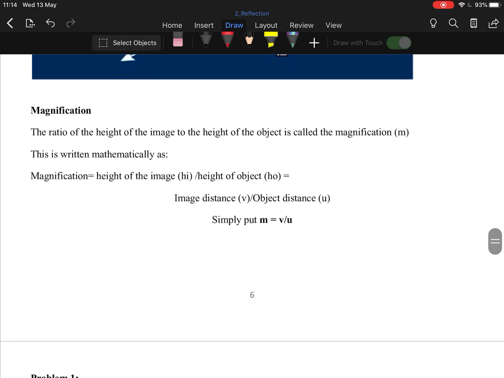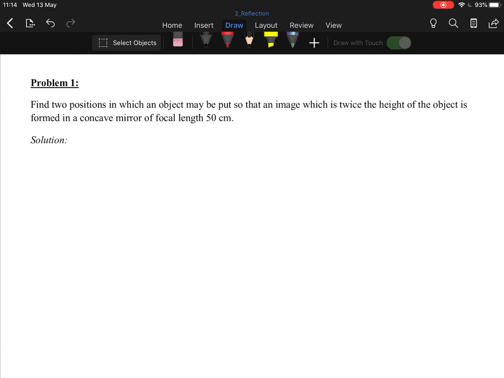So your magnification, in the log tables, you're just told m equals v over u. However, it can be written as height of the image divided by height of the object, or image distance divided by object distance. Distance from the mirror, basically. So it means two things: height of the image divided by height of the object, and image distance over object distance. Okay, so we'll start with our first question here.